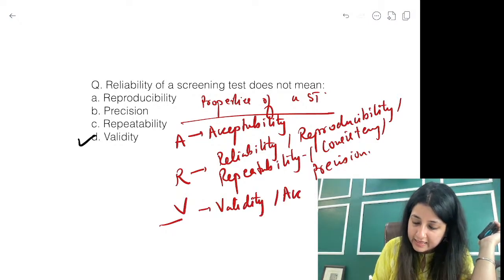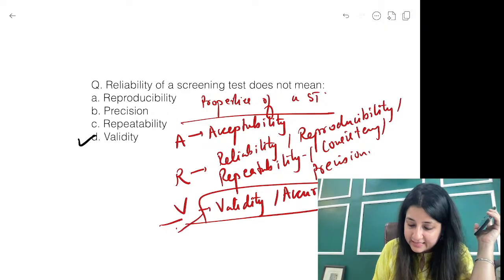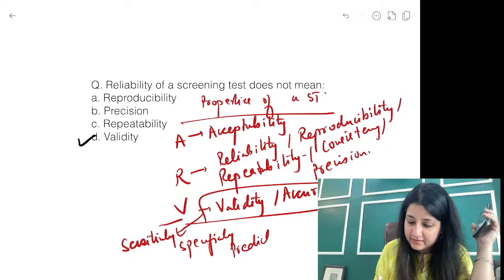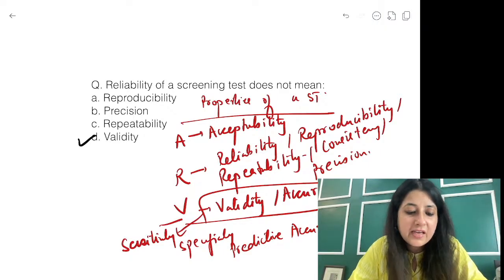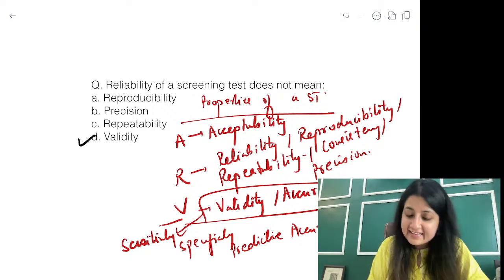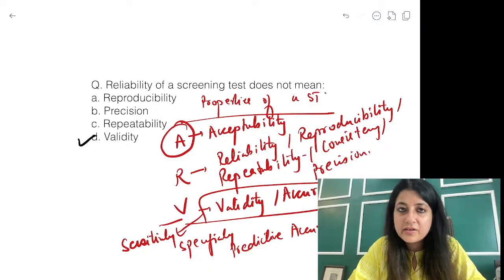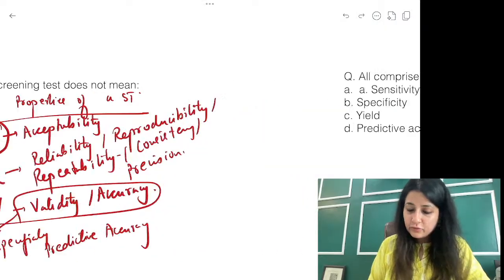Validity का दूसरा नाम क्या है guys? Accuracy. Validity का दूसरा नाम is accuracy. And what does validity measure? Validity में तुम्हारा आता है sensitivity, specificity and also the predictive accuracies. So don't forget these terminologies, they are very important. ARV, ठीक है, ARV के order में चलो, because acceptability सबसे important है. Next time they can ask you which is more important. It is acceptability, that's the first thing. Okay, all right, let's go to the next question.